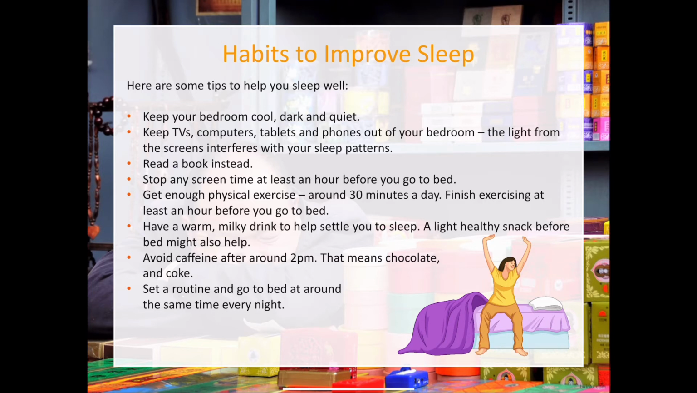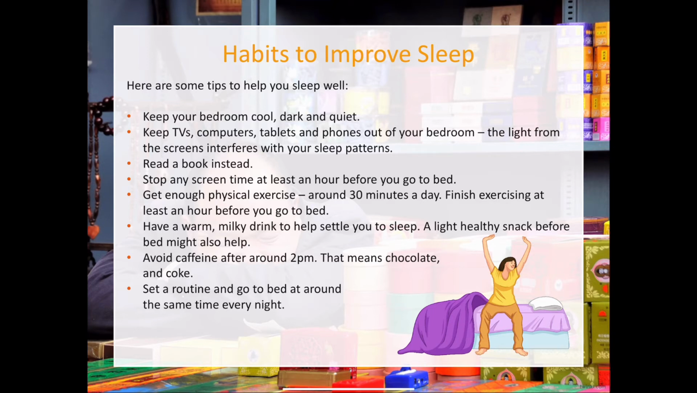Keep TVs, computers, tablets and phones out of your bedroom because the light from the screens interferes with your sleep patterns. Now, TVs, computers and tablets and phones give out something called blue light. And blue light is something that usually comes from the sun to tell our bodies and our minds that it's time to wake up. So if you're using a screen just before or in bed, you're tricking your body into thinking it's daytime and waking up when it's actually nighttime and you should be going to sleep.